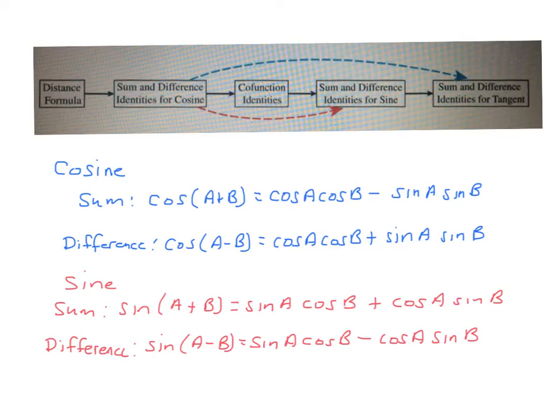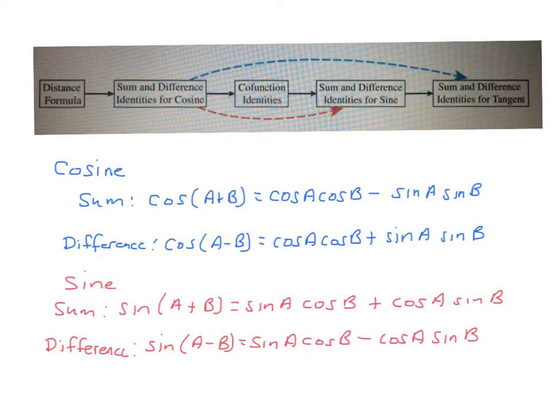What I have here are the first four, the sum and difference formulas for cosine. The cosine of a plus b, whatever a and b are, their angle measures, is going to be equal to the cosine of a times the cosine of b minus sine of a sine of b. And the cosine difference formula, for a minus b: cosine of a minus b equals cosine a cosine b plus sine a sine b.